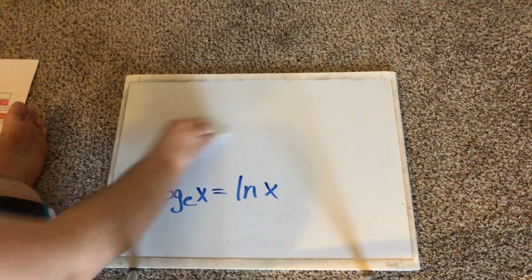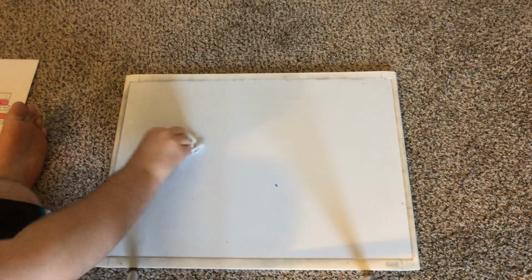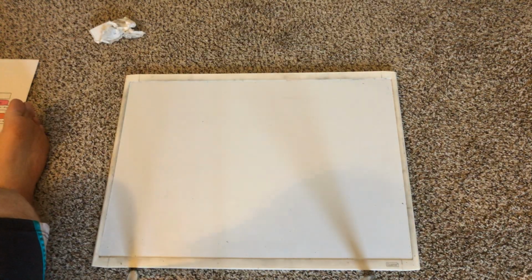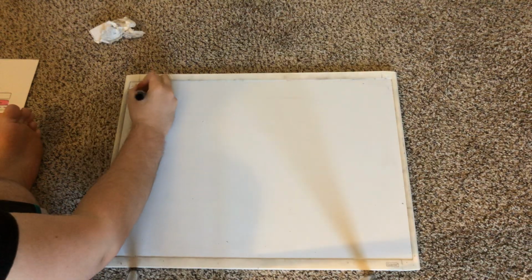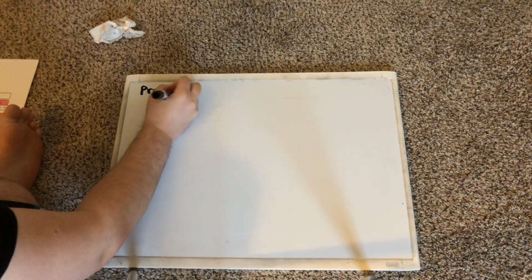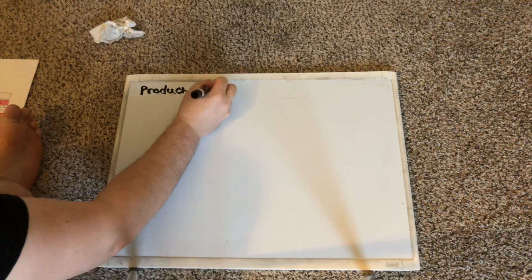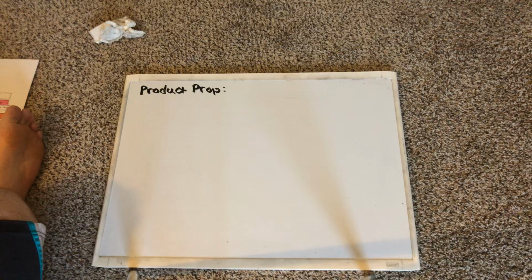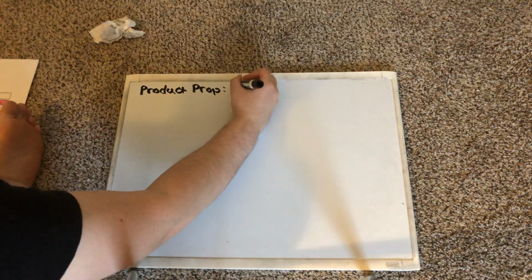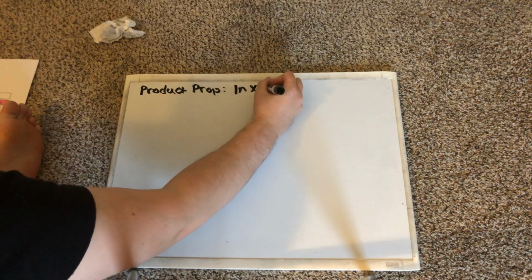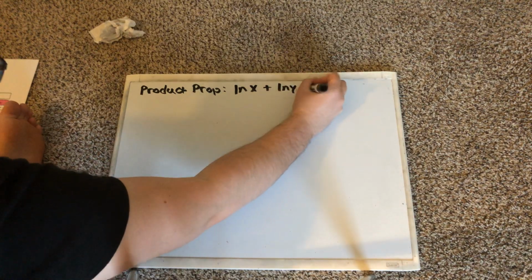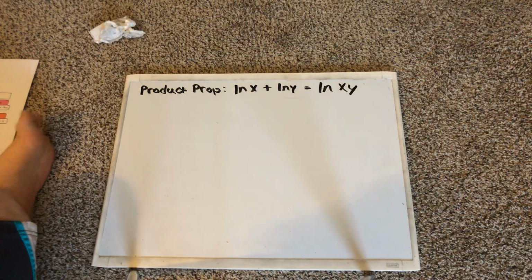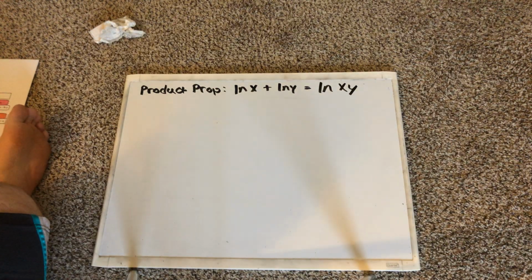And the thing that is nice with natural logs is they share all the same properties with regular logs. So product property: if we remember, addition means multiplication. Well, same thing here. Natural log x plus natural log y is just the natural log of x times y. So, same property. Addition and multiplication go together.